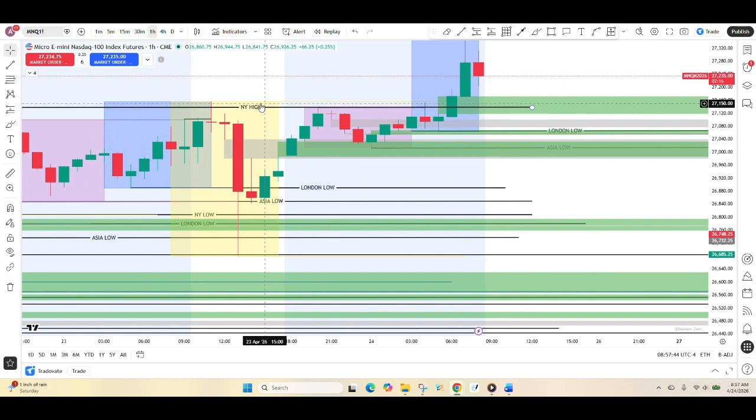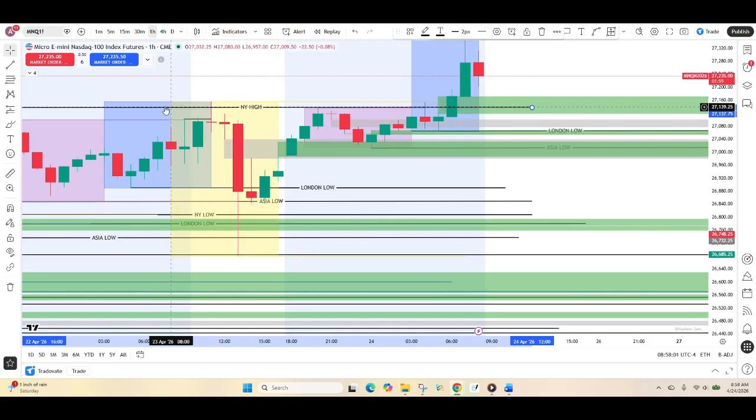New York high yesterday was already taken out today by London. New York low from yesterday is still intact. And prior to that, this one can be removed. So any previous lines that I drew of highs and lows where a candle has gone through are no longer valid now, so they can be removed.